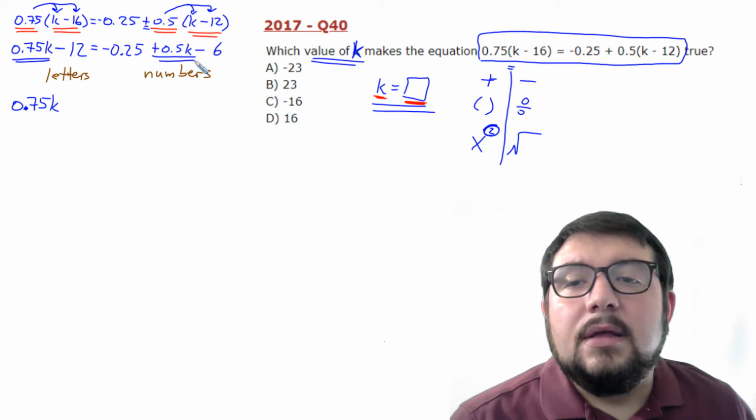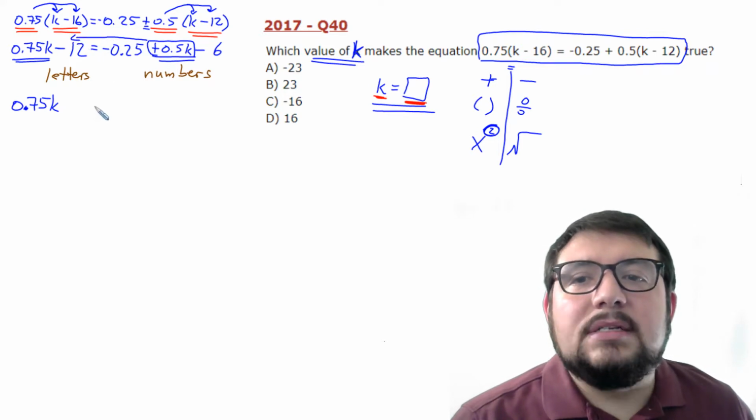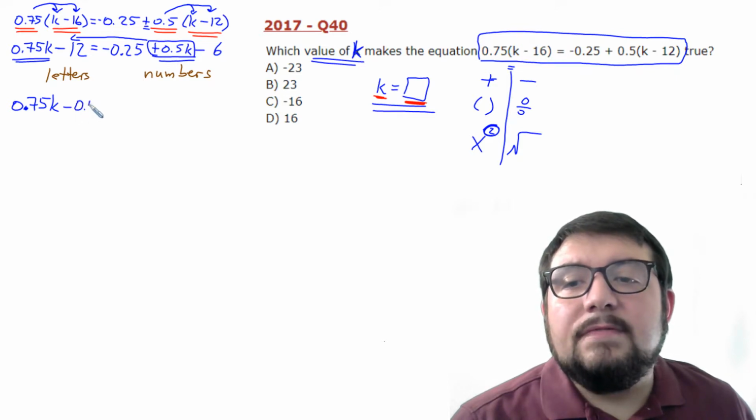Look, he's on the right side of the equal sign, so I'm going to move him. I'm going to take that whole term, positive 0.5k, and move it to the letter side. I can do that, as long as I change it. Remember, if a positive crosses the equal sign, it has to become a negative. So I'm going to make this negative 0.5k.